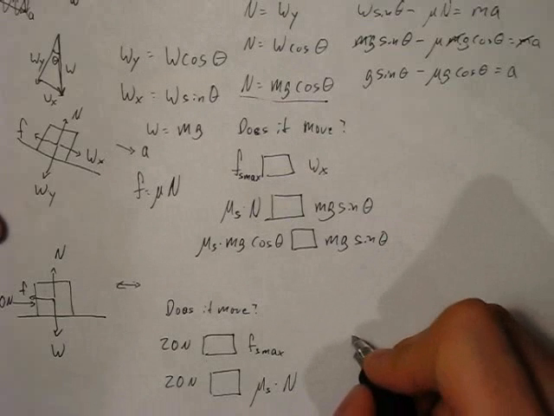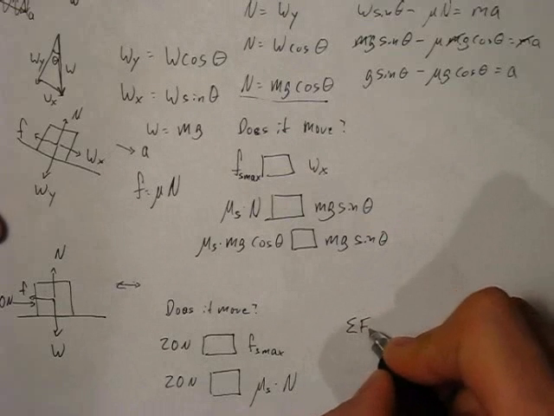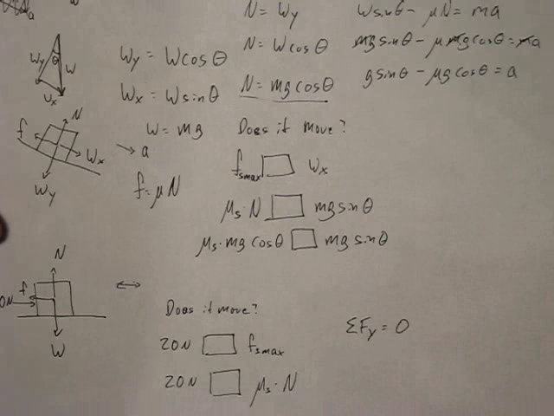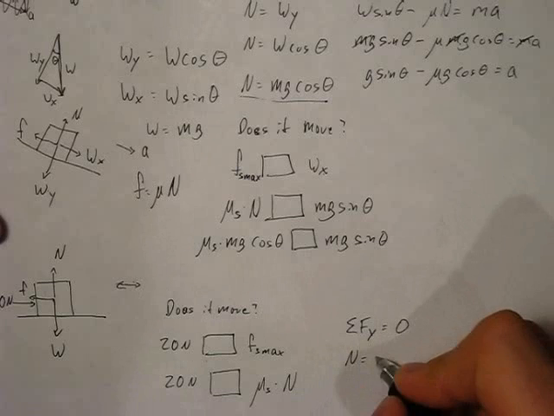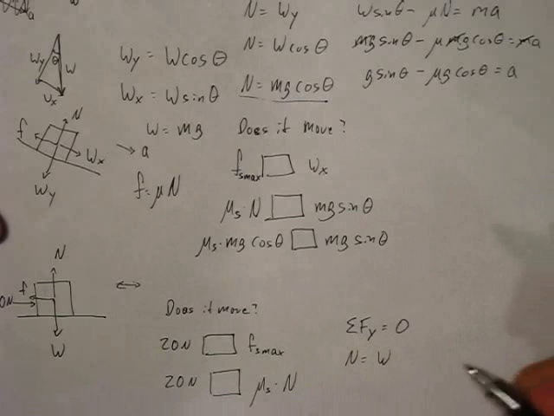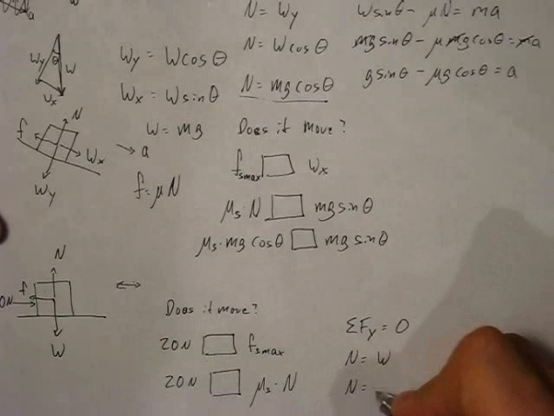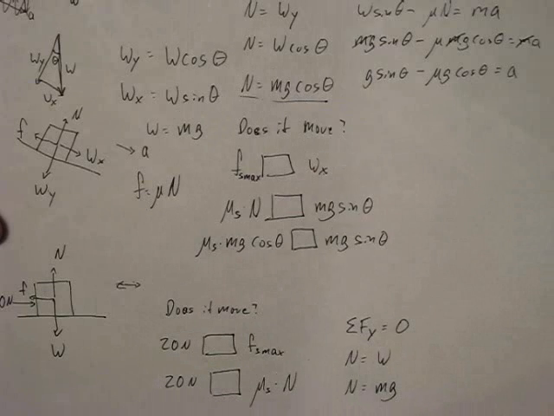So that makes life pretty easy in the y direction. The sum of the forces in the y direction are 0. That tells us that the normal force equals the weight being mg. Normal force is equal to mg.